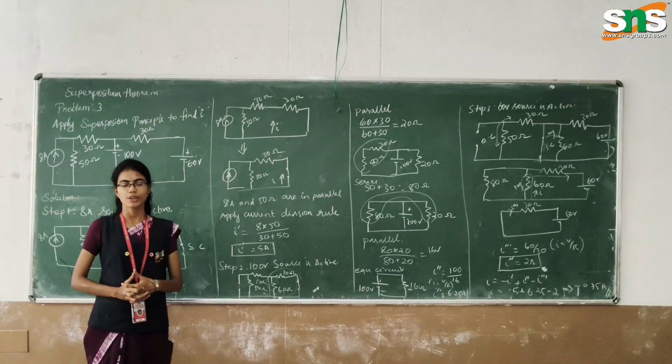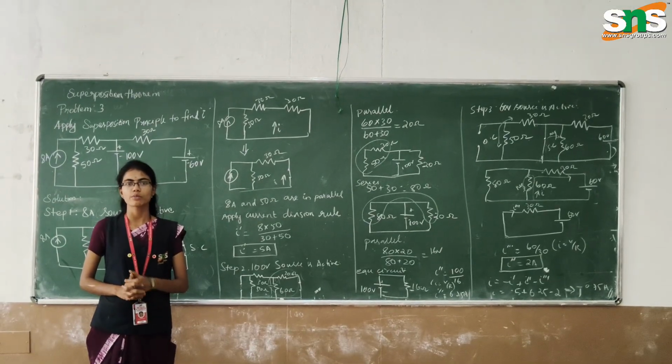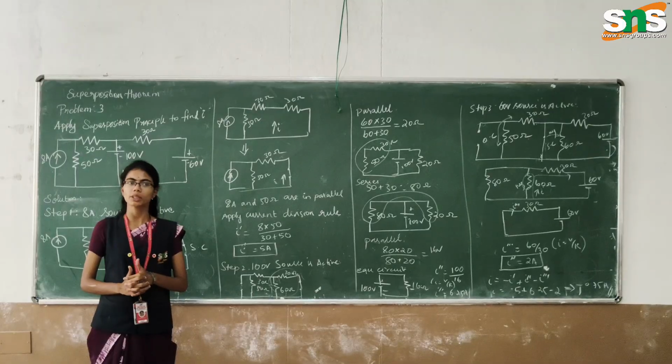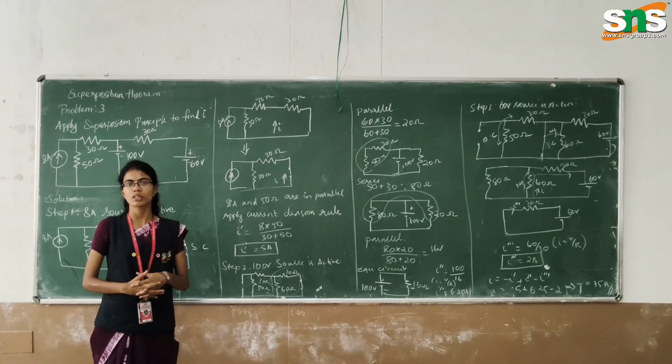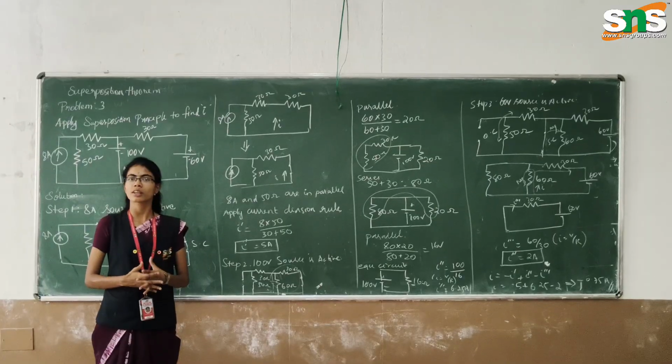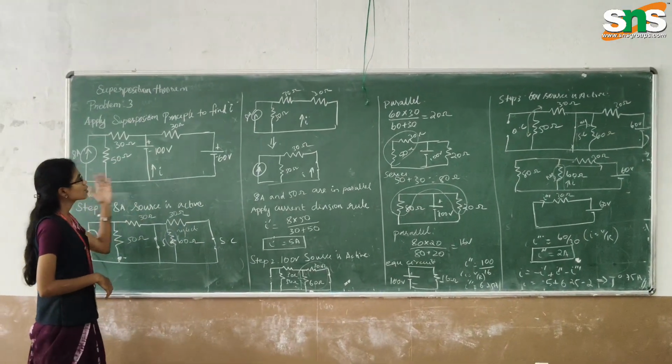In this lecture series video of electric circuit analysis, today's topic is the superposition theorem. So we are going to solve problem number 3. Previously we have solved a number of problems based on the superposition theorem, which had two sources. In this circuit, we have three sources.